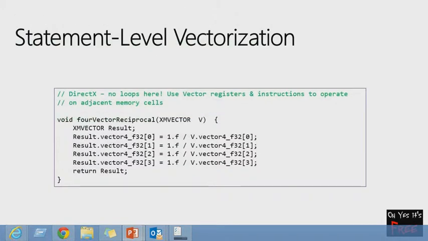The next example that I want to talk about is statement level vectorization. If you take a look at this example, there's no loop here. But the compiler recognizes that you're doing identical arithmetic, which is that you're taking the reciprocal of adjacent fields within a structure. And it's able to vectorize this code as well by making use of the processor's vector registers and instructions. So this is pretty cool.